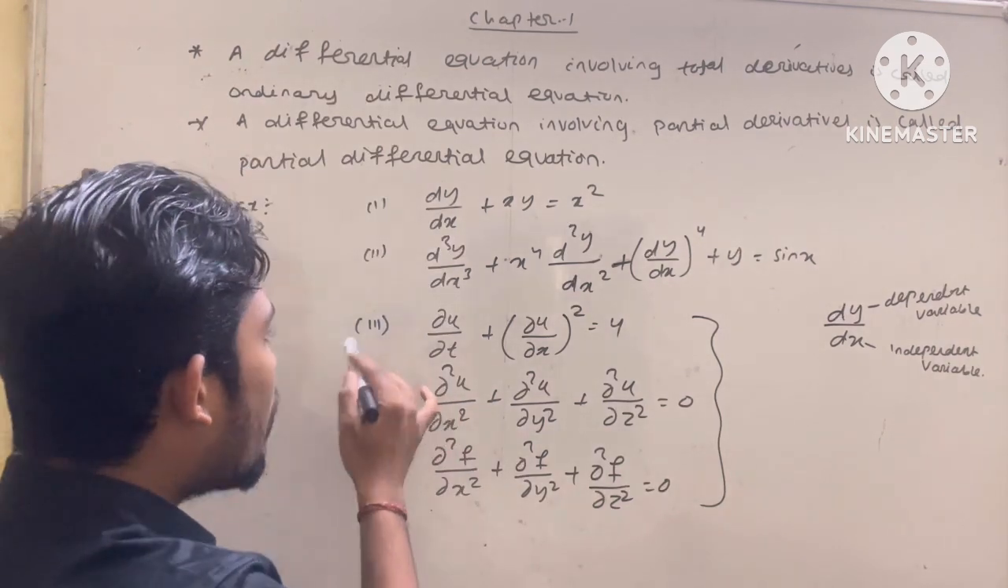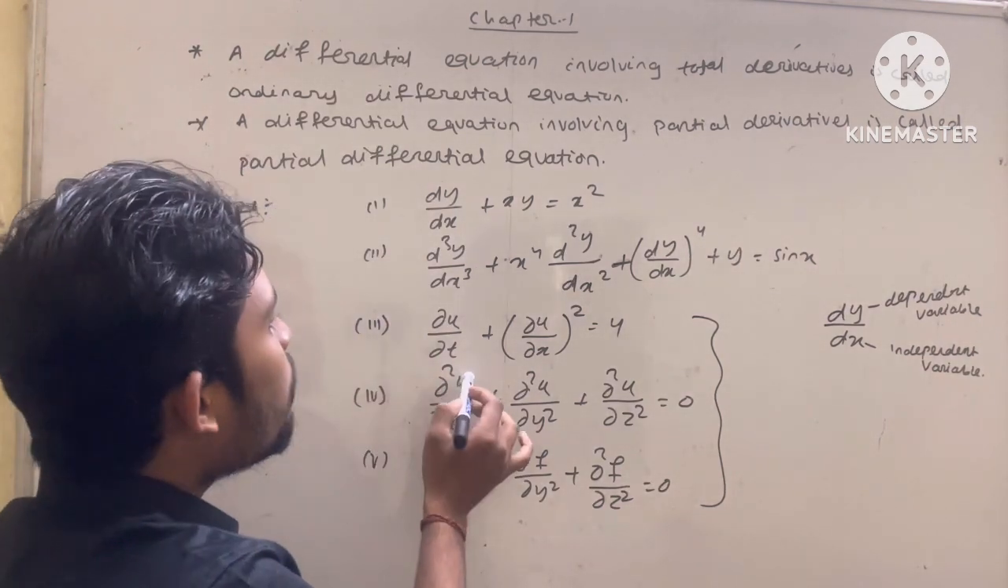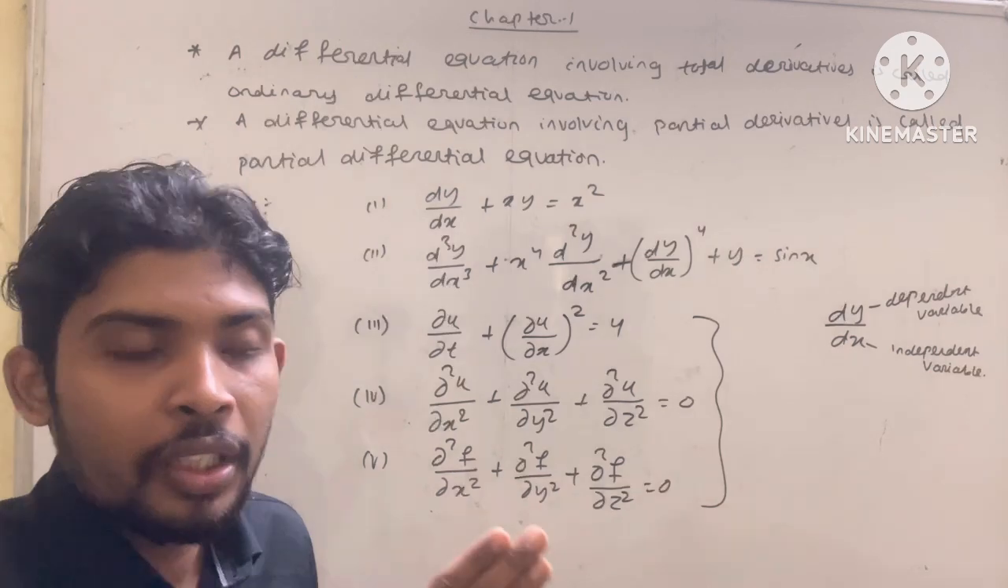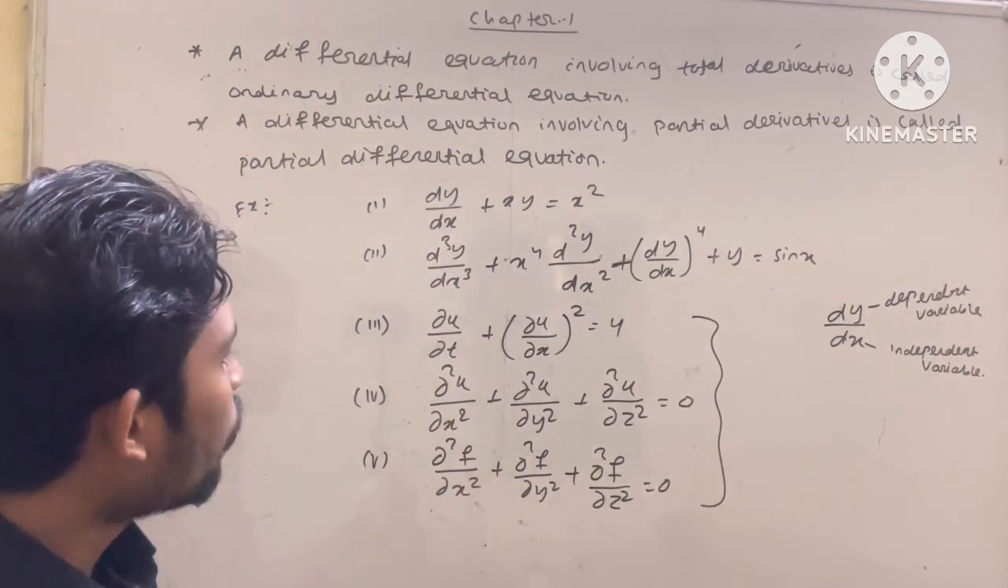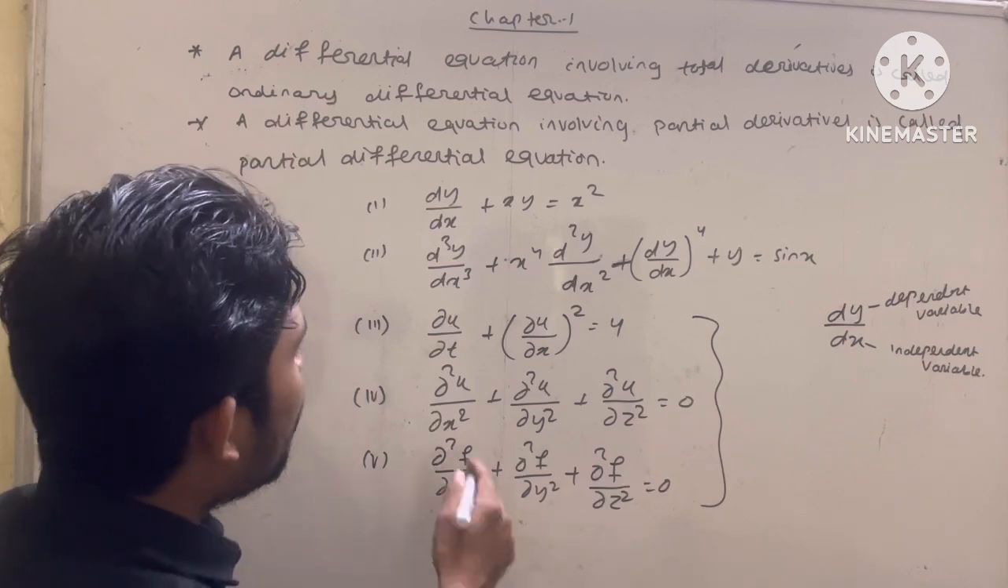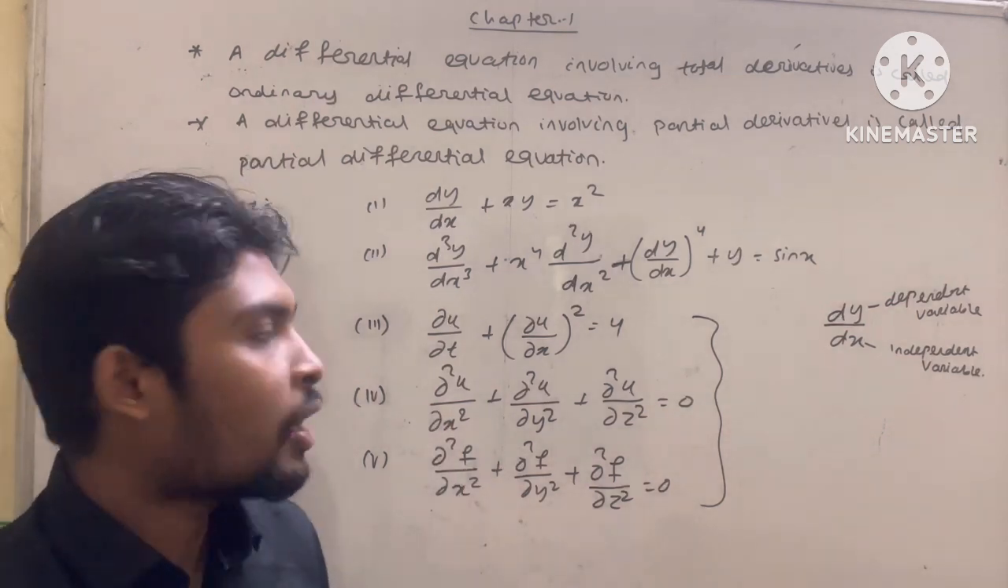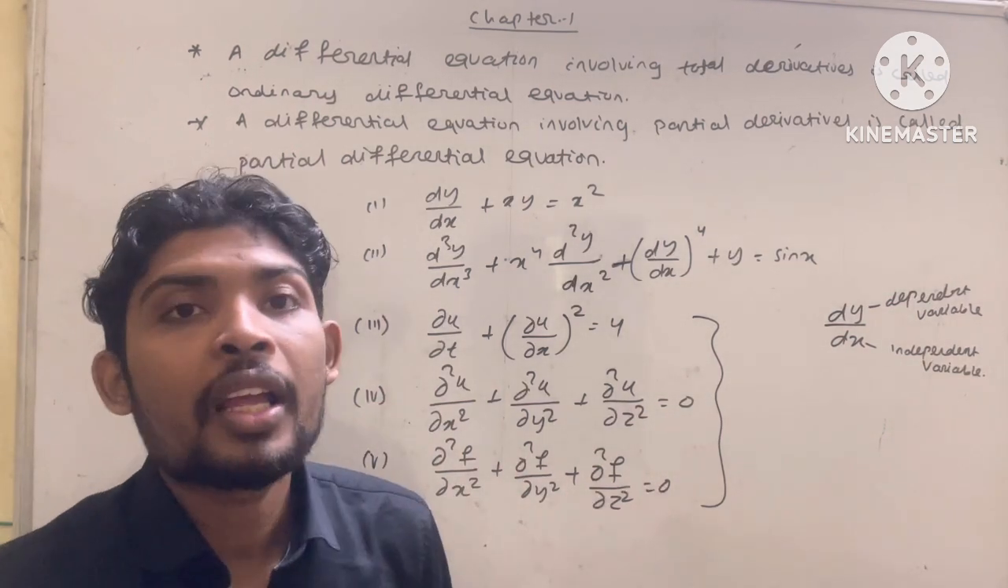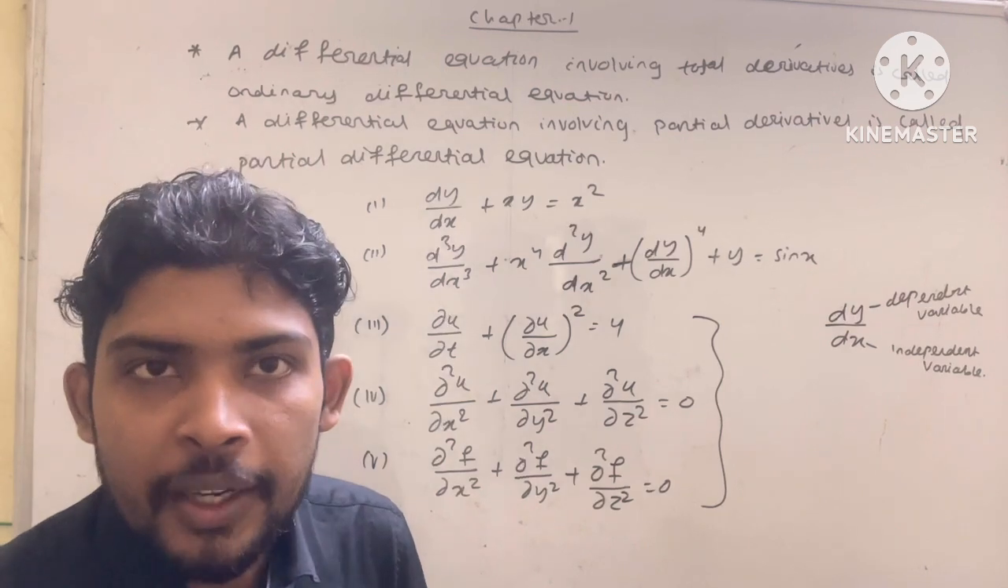In the case of the third one, there will be two independent variables, t and x. In the fourth, oh sorry, the two are same. In the fourth and the fifth, the independent variables are x, y, and z.